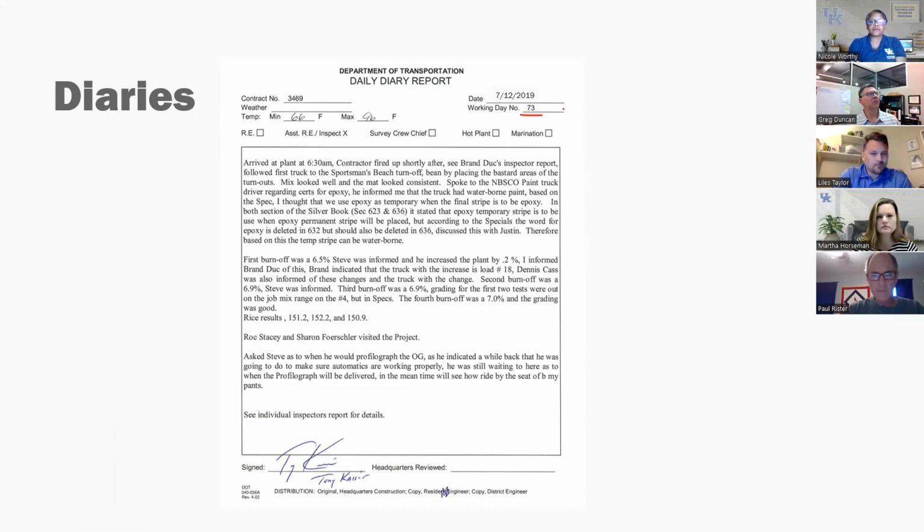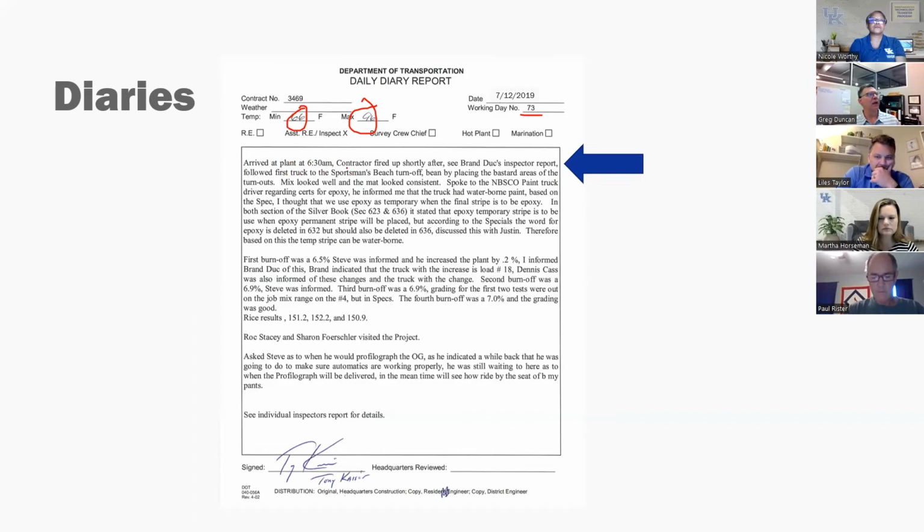Thought I did. So there's a working day identified there. What's the temperature on the project? Sort of gives an identification of who is providing the report, where it may be. But there are several components listed in that diary. Let's look at that. So the first part gives a general narrative of what's going on that day.